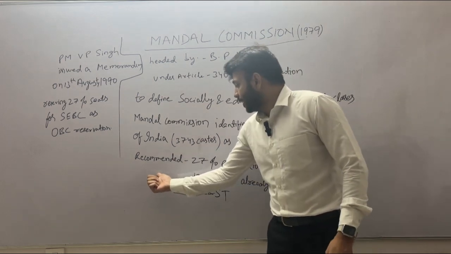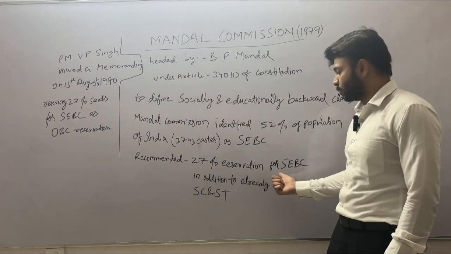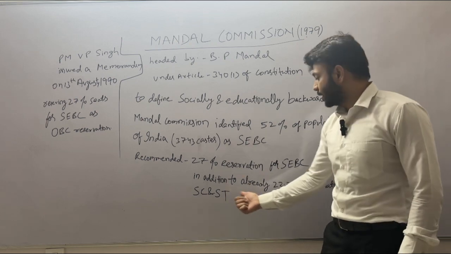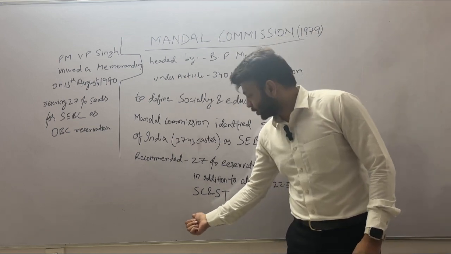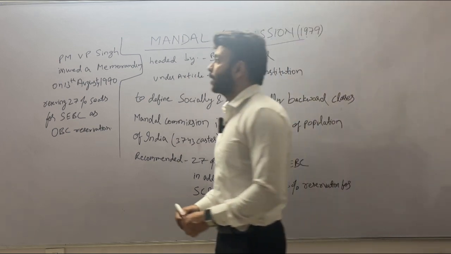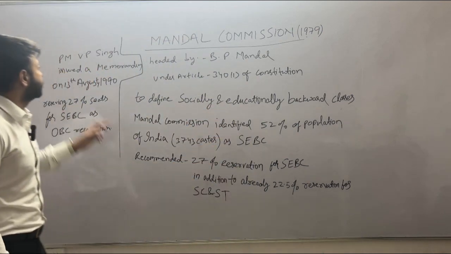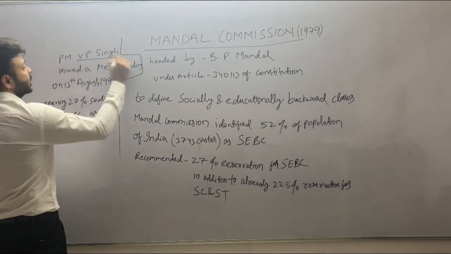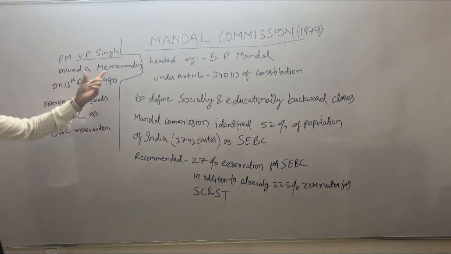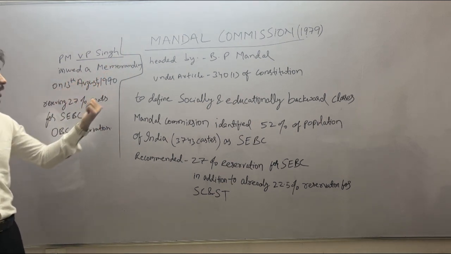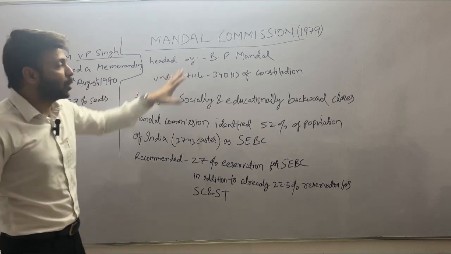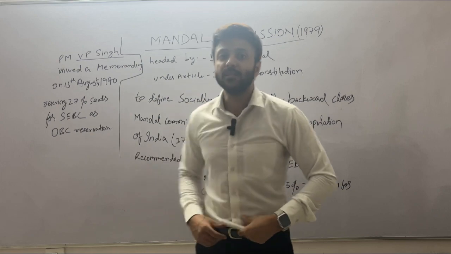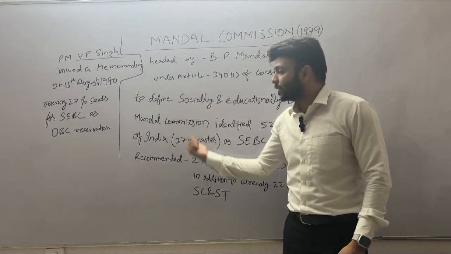And what did it recommend? It recommended 27% reservation for socially and educationally backward classes, in addition to the already 22.5% reservation which was available to scheduled caste and scheduled tribes. On the recommendation of Mandal Commission, Prime Minister VP Singh, the then Prime Minister of India, issued a memorandum on 13th of August 1990 reserving 27% seats for socially and educationally backward classes as OBC reservation. So the OBC reservation which we see today is the result of the findings of Mandal Commission and its recommendation.